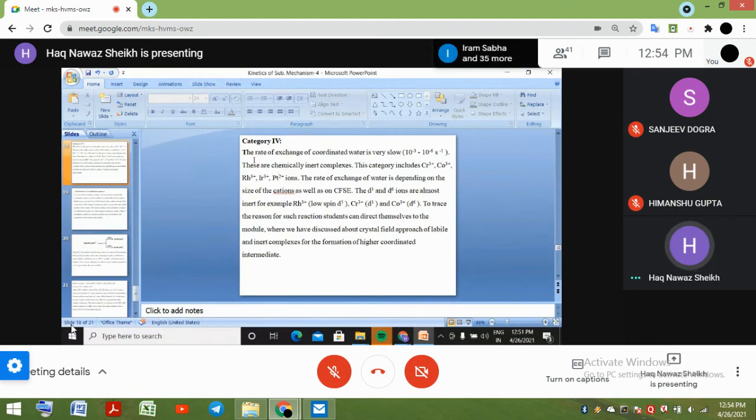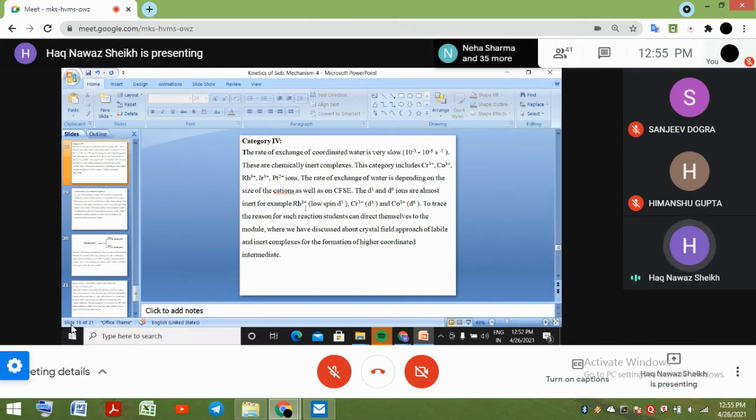Then category 4, where the rate of exchange of coordinated water is very slow, 10 raised to minus 3 to 10 raised to minus 6. These are literally inert complexes. They are chemically inert complexes. This category includes chromium 3, cobalt 3, rhodium 3, iridium 3. See, cobalt 3, rhodium 3, these are all D6. Platinum is also there. Chromium 3 is D3, having high coordination and high ligand field stabilization energy. The rate of exchange of water depends on the size of the cation as well as the crystal field stabilization energy. D3 and D6 ions are most inert.